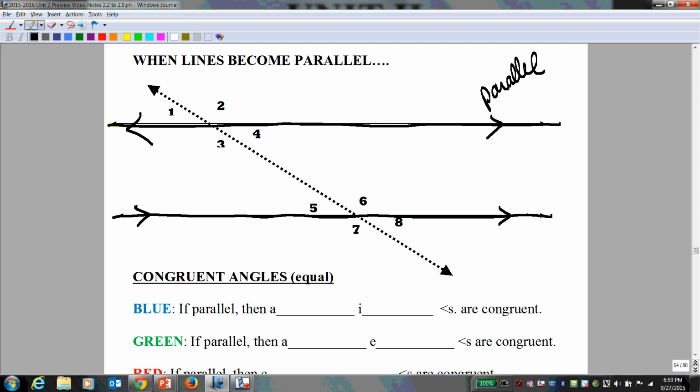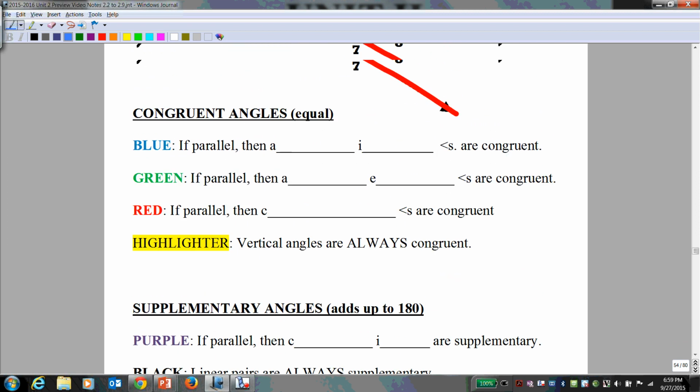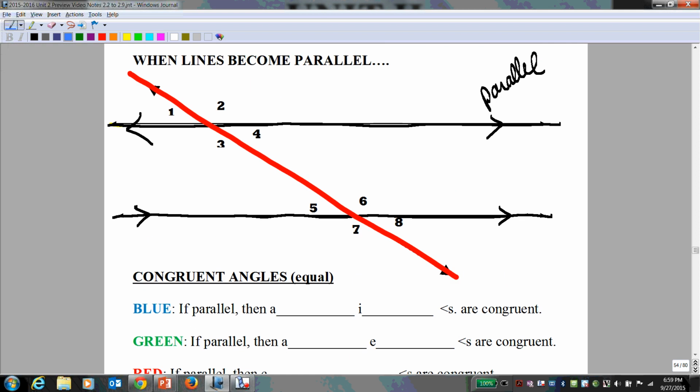Okay, so you have two lines. You have your transversal. Here goes your stir stick right there. Now, when lines become parallel, really interesting things happen to these relational angles. One, I'm going to use blue, same blue, green, red, a highlighter, purple. Then we'll talk about that always one right here. Blue. When you have parallel lines, alternate interior angles are always going to be congruent. So the next four angles are congruent.